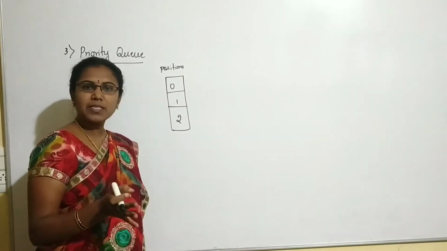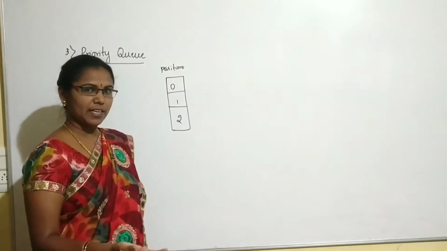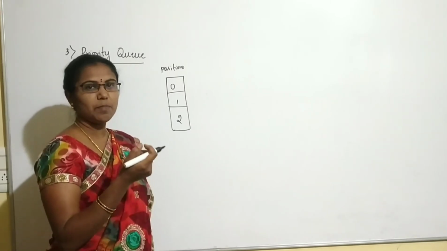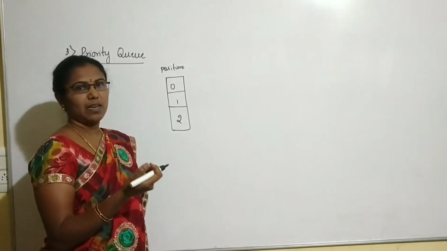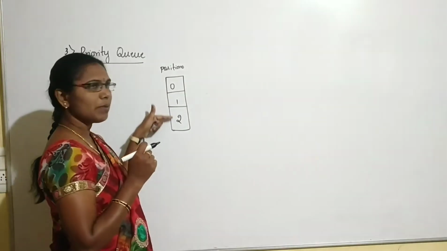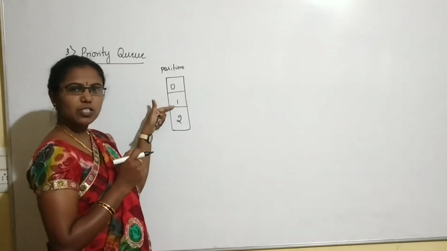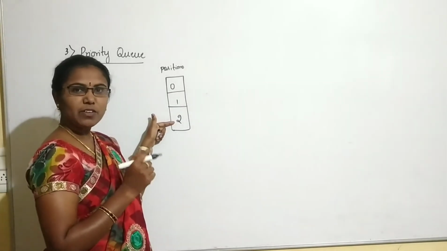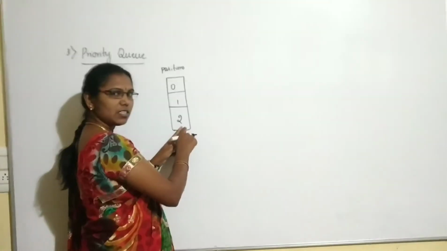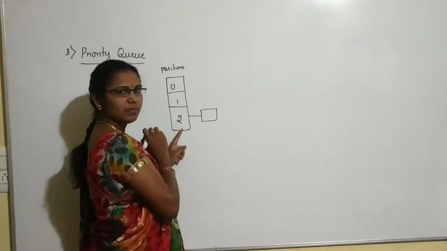Here, the elements can be inserted and the elements can be removed or deleted based on some preset priority or preset order. Means here we are given some preset values. The preset values are position 0, position 1, position 2. So, I want to insert the first element. The first element I need to insert in position 2. See here, I will insert the element here.